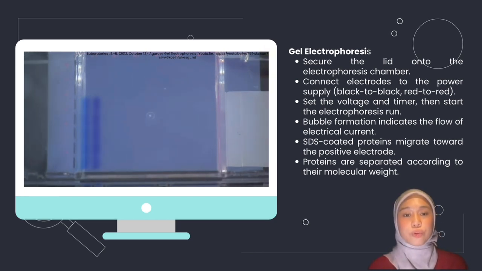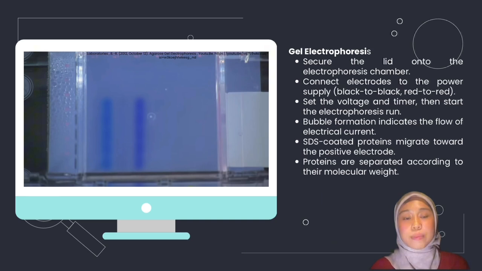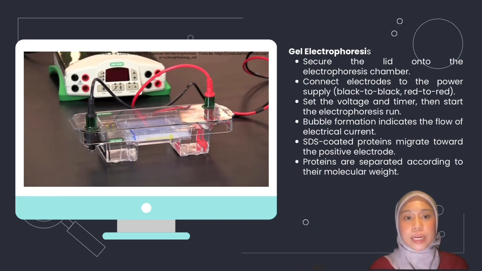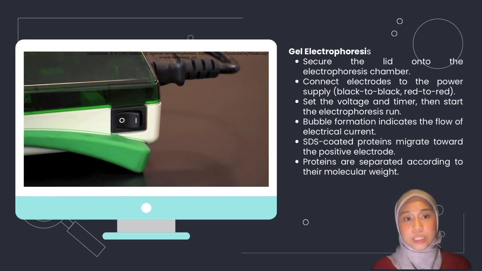As the protein moves through the polyacrylamide gel, the gel acts as a molecular sieve. Smaller proteins can pass through the pores more easily, allowing them to migrate faster and further, while larger proteins move more slowly. After the electrophoresis run is completed, the separated protein bands can be visualized through staining or transferred to a membrane for further analysis, such as Western blotting.